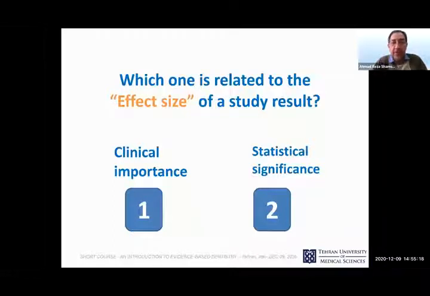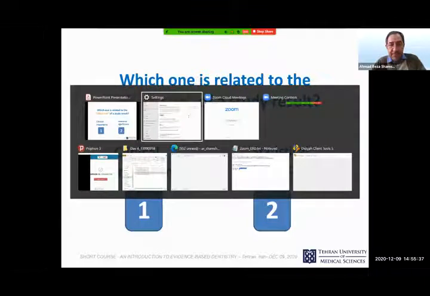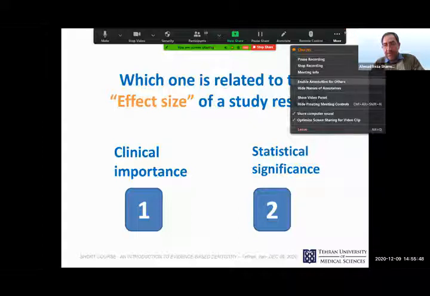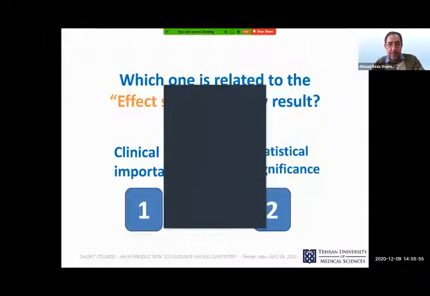So a question: which one is related to the effect size of a study result? Send 1 if you think it's clinical importance, and send 2 if you think it's statistical significance. Okay, thank you. Very good. So as I mentioned, it's related to clinical importance. Thank you again, all of you.